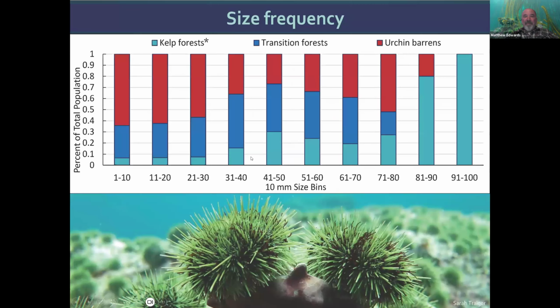The other way to look at this is across the Aleutian archipelago, when we look at the percent of the urchin population, very small ones, 1 to 10 centimeter urchins, dominated the urchin barrens. There weren't many out in the kelp forests. But as you get bigger and bigger, the red is shrinking and this teal is expanding, such that by the time you're looking at the biggest urchins, they were really the ones in the kelp forests and not as many in the urchin barrens. So not only did the abundance of the urchins change, but their size frequency changed.